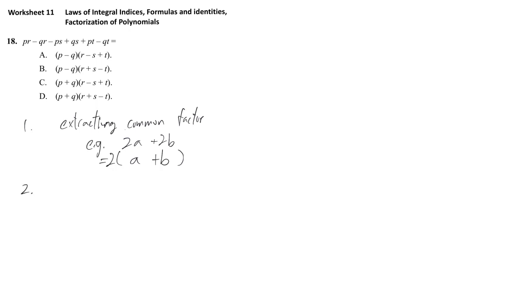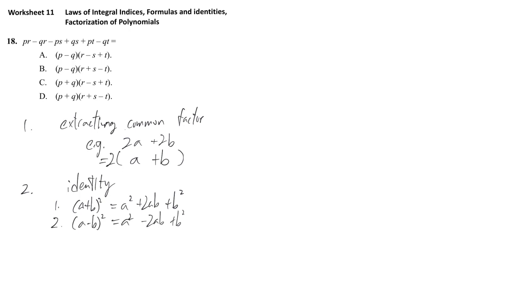The second method is to compare with identity. Like the first one, a plus b bracket square equal to a square plus 2ab plus b square. If we can rewrite the given expression in this format, then we can change it back to left hand side. Similarly, we have 2 more. A minus b bracket square is a square minus 2ab plus b square. And the third one, a plus b, a minus b is equal to a square minus b square. So this is the identity, and the last method is the cross method.